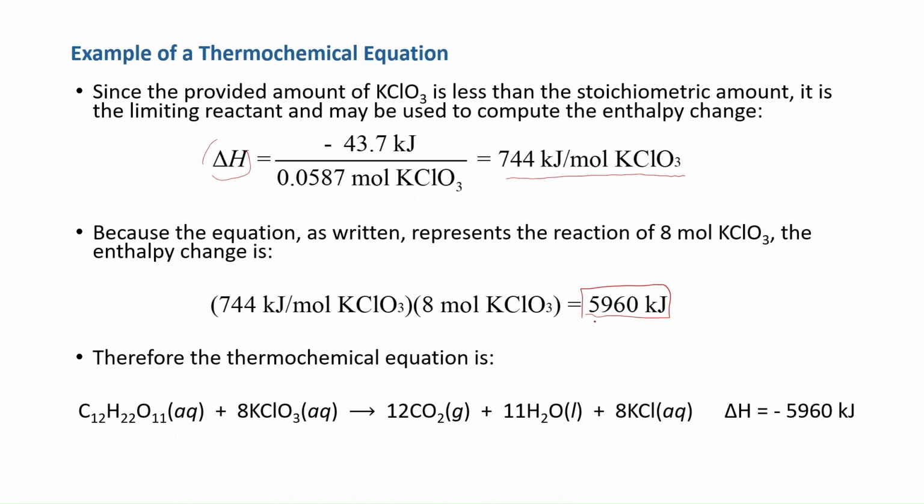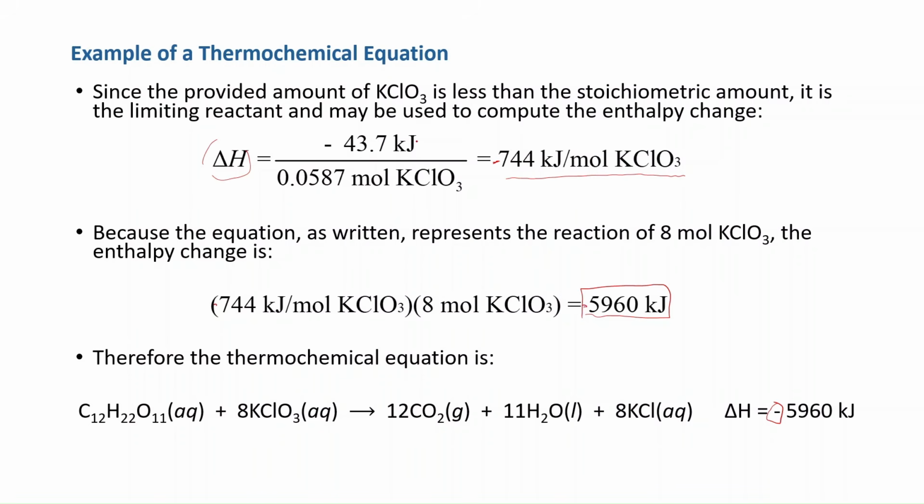That amount of potassium chlorate can release 5,960 kilojoules. So now you write the equation, delta H equals 5,960 kilojoules. The heat is released, so it's negative. Notice that in the calculations, we could have put the negative sign in there. But as long as you remember at the end the heat has been released, it will work. So we figure who is the limiting reactant.